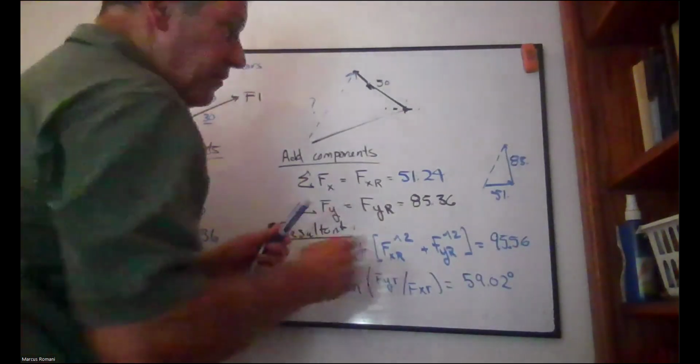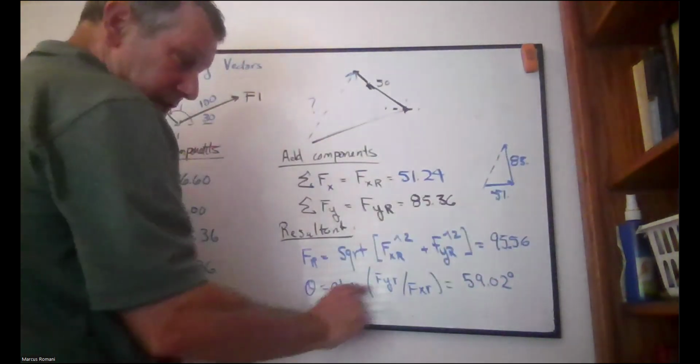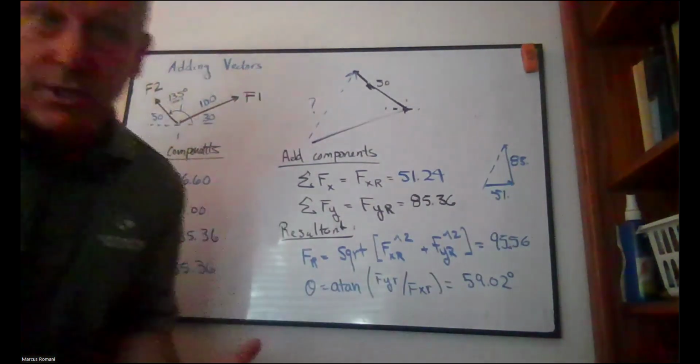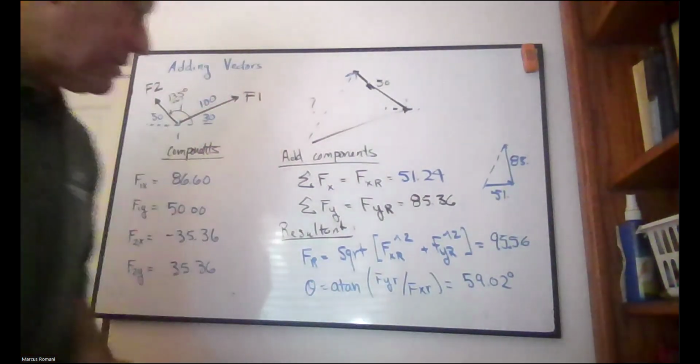I'm going to get this angle theta. I'm going to do inverse tangent of the y over the x, 59.02. Hey, and I'm ready now to go. I've reminded myself how to do things. I'm ready to go back to MATLAB and write the script file.